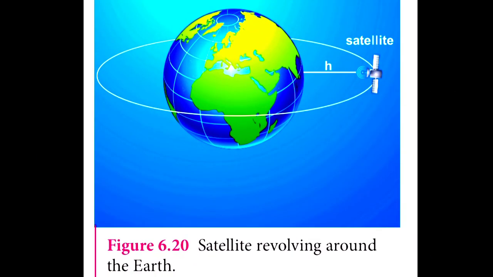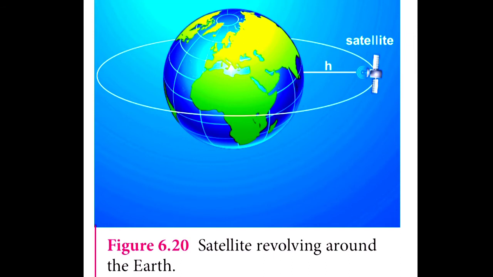Students, see this figure. This figure represents the satellite revolving around the earth, where the satellite is placed above the earth's surface at a height h. So what is the speed of the satellite, and what about the time taken for the satellite to complete one revolution? All these things we are going to study using some physical concepts.